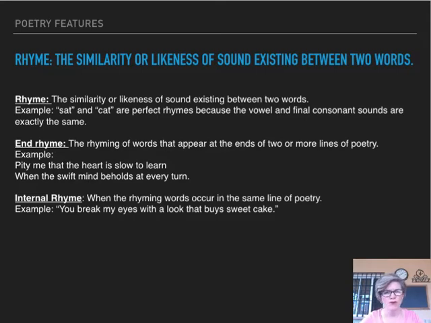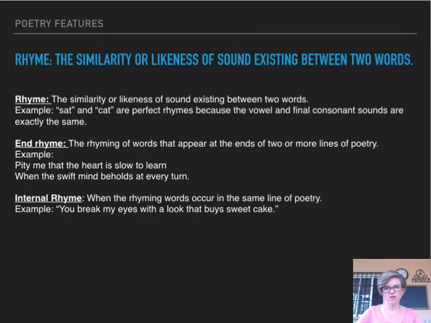Okay, and you've probably known what rhyme is since you were a wee little thing, okay? This is one of the first fun kind of language effects that you learn when you're a kid, because your mom or dad or grandma or grandpa will read nursery rhymes to you. Maybe you've read some children's books like Dr. Seuss. All right, rhyme is one of the plays that we can do with the sounds of words. And rhyme is just simply a similarity or likeness of sound existing between two words.